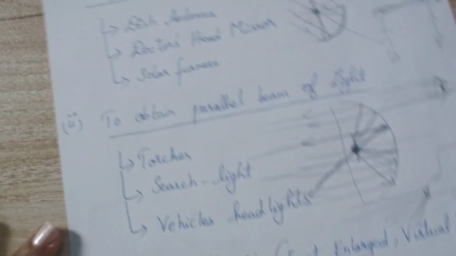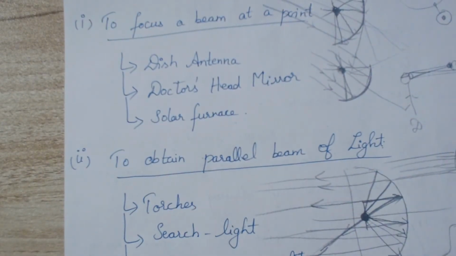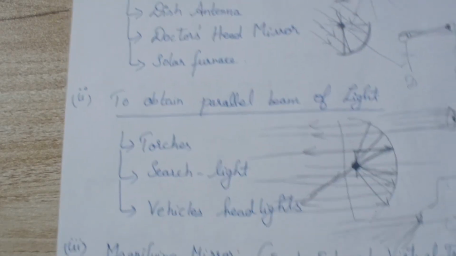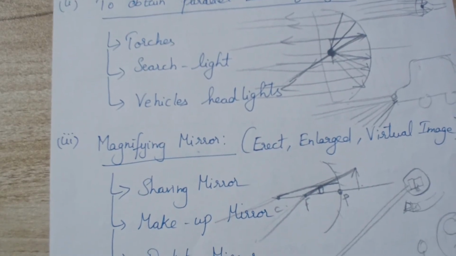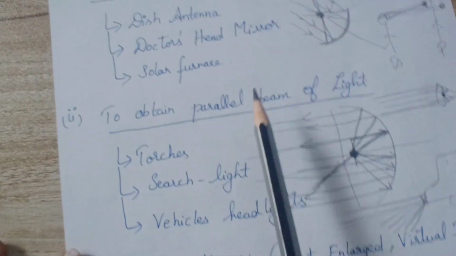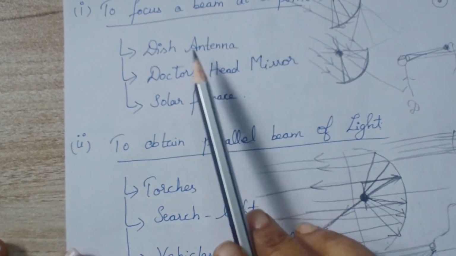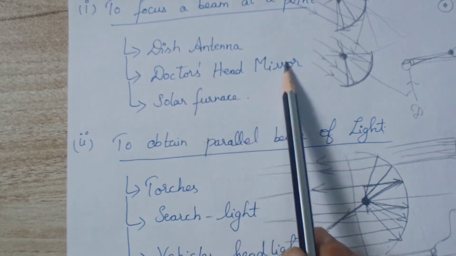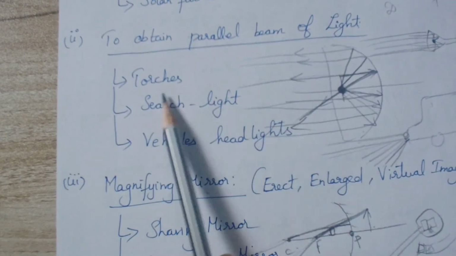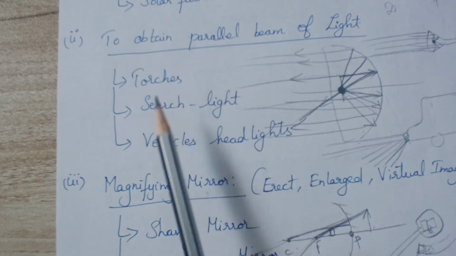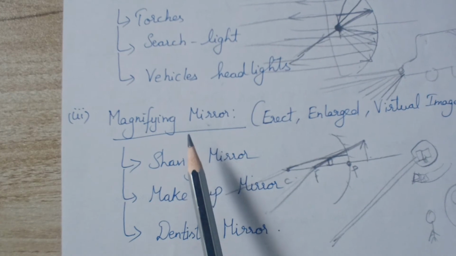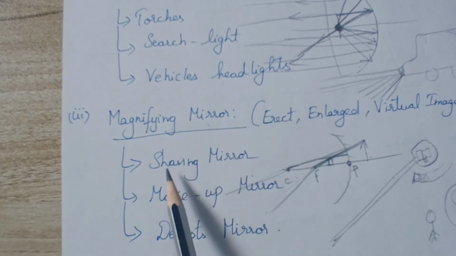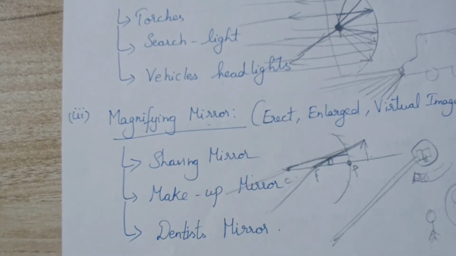So what are the three uses of concave mirror? To focus the beam of light or waves at a point, to get a parallel beam of light, and also to get a magnified enlarged image, right? In case of focusing of the beam, we use it in dish antenna, doctor's head mirror, and solar furnace. To obtain a parallel beam, this concept is used in torch, searchlight, and vehicle's headlight. And as a magnifying mirror, to get an enlarged image, we use it in the shaving mirror, makeup mirror, and dentist mirror. Okay.